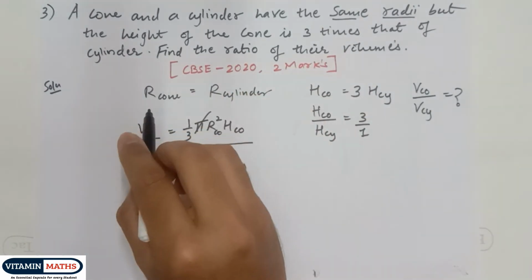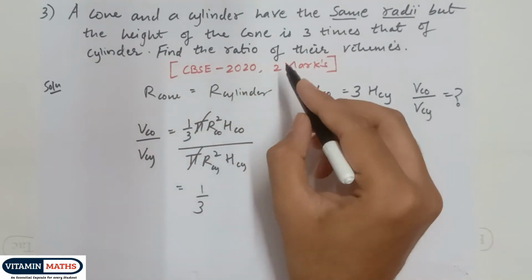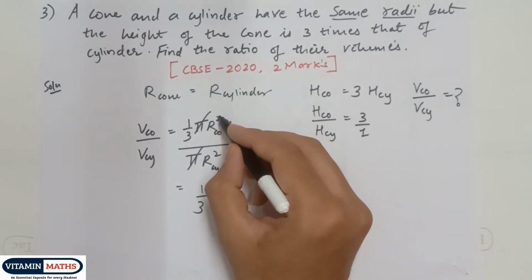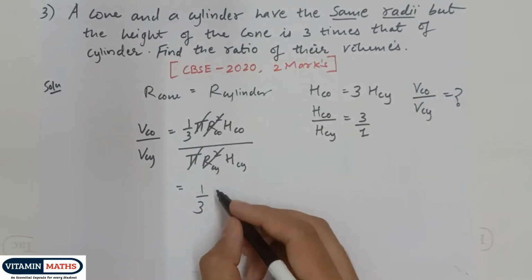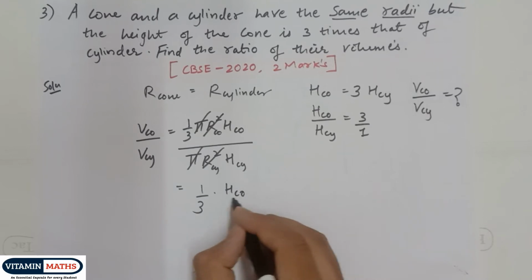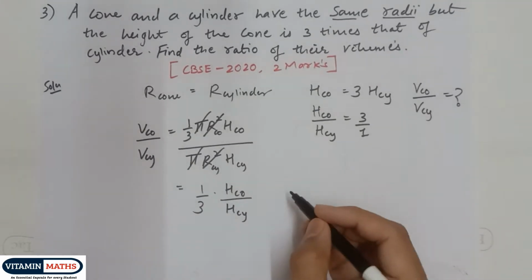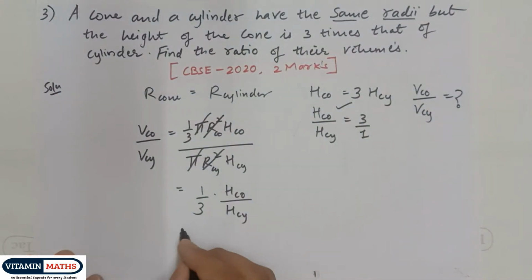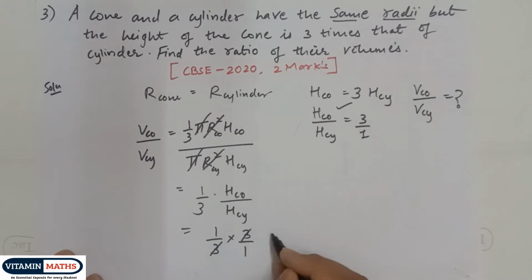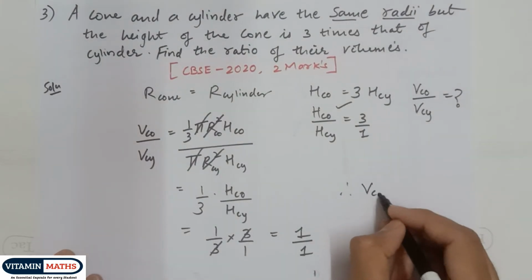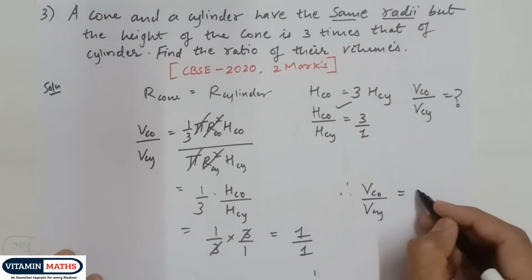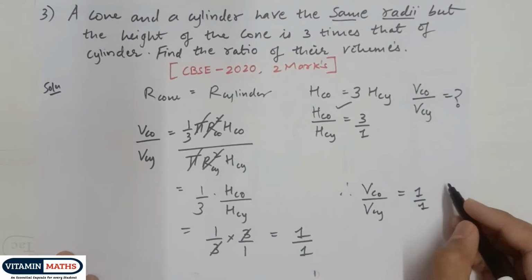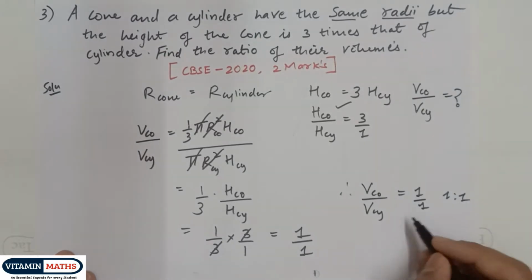Since the radius of cone and radius of cylinder are both equal, we can also cancel the radius terms. So the remaining is height of cone divided by the height of cylinder. The ratio of height of cone by height of cylinder is 3/1. So it is 1/3 into 3/1. So 3 gets cancelled, and the ratio is 1:1. Therefore the volume of cone divided by the volume of cylinder is 1/1, or the ratio is 1:1.